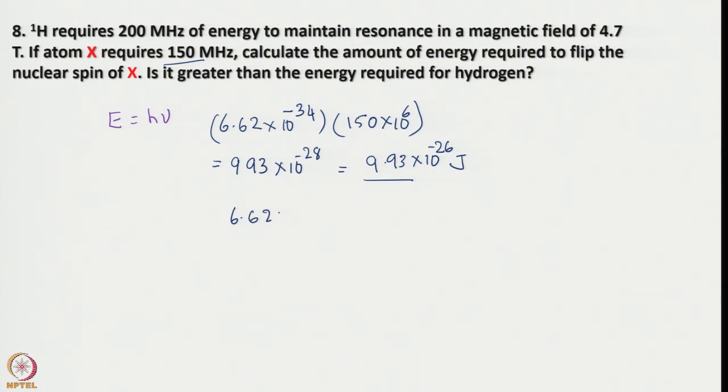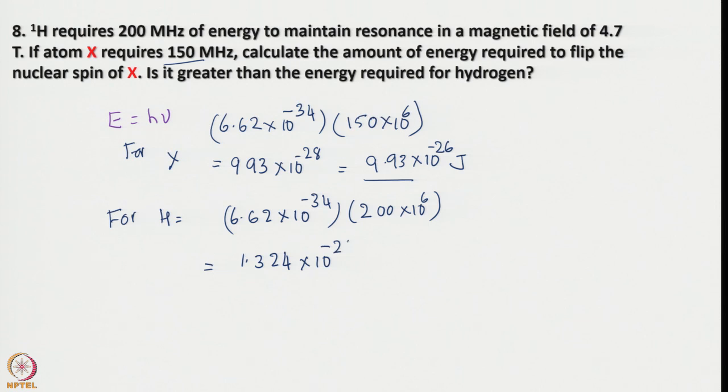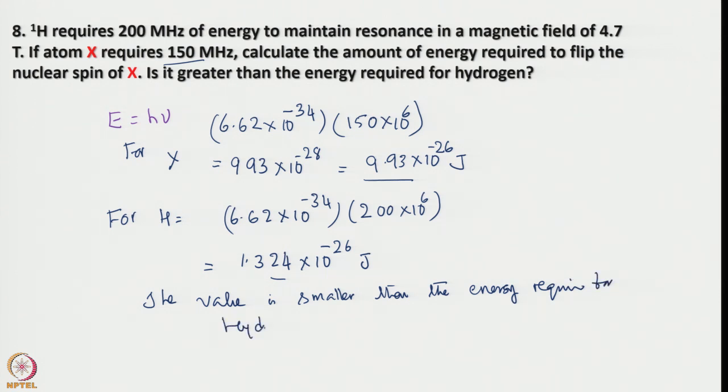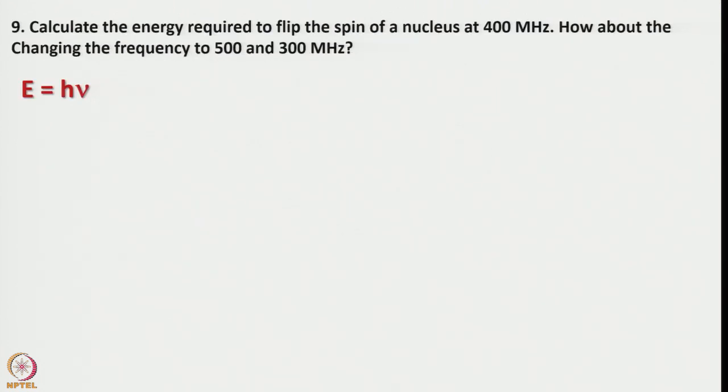Similarly, we can calculate for hydrogen here to know the difference. This is for X and this is for H. So the value is smaller here. If you see here, the value is smaller. So you calculate this and you should be able to compare the values here. That is it. Now let's look into one more example here.